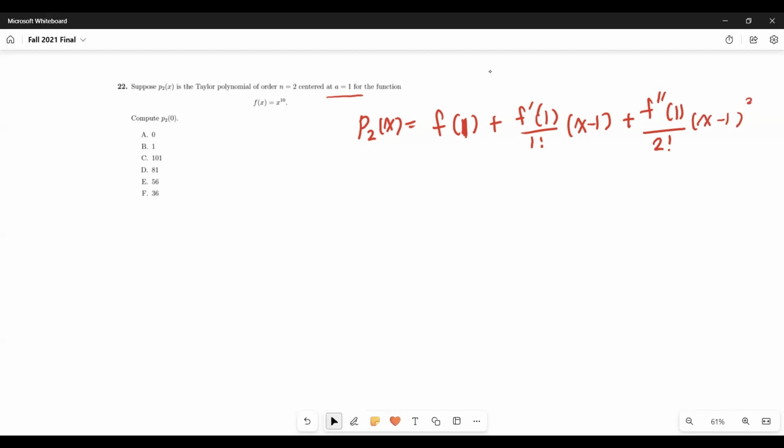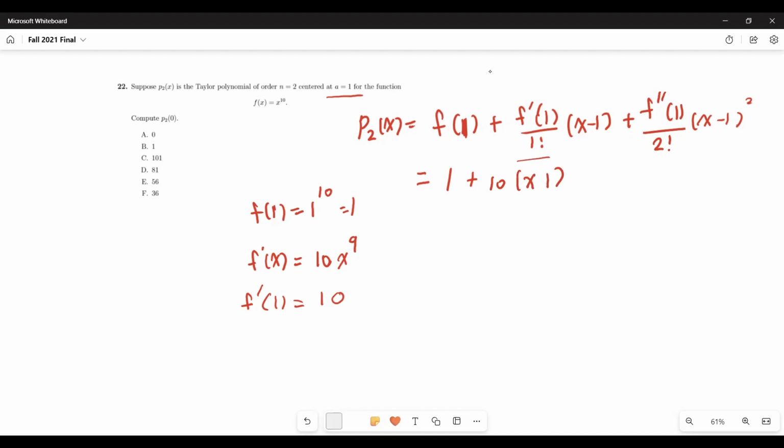Okay, so let's find the f of 1 value first. f of 1 is 1 to the 10th power, which is going to be 1. Plus f prime of x, let's find that first, and that's going to be 10x to the 9. Then f prime of 1 would become just 10, right? So this becomes 10(x minus 1). Okay, cool. And then f double prime of 1 is, actually, let's find f double prime of x first. f double prime of x is 90 times x to the 8th power. So f double prime of 1 becomes 90.